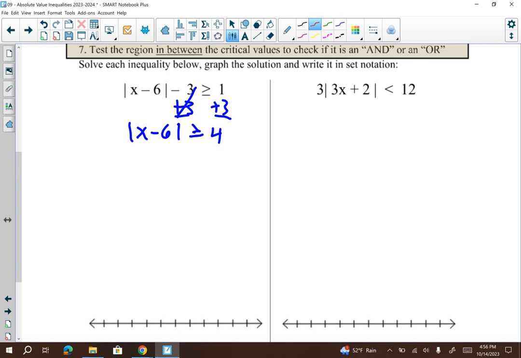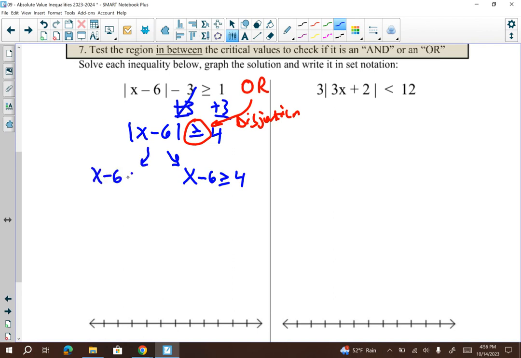Now that I see that, I'm going to look at my inequality symbol. It's a greater than, I'm thinking more is or, so I know it's going to be a disjunction. That's going to help me as I go and make my two cases. So our positive case, x minus 6 is greater than or equal to 4. Our negative case, x minus 6, we've got to flip our inequality, is less than or equal to -4. Now, we didn't have this issue beforehand because we just had x in the absolute value bars, but now we've got to go ahead and solve each of these inequalities.